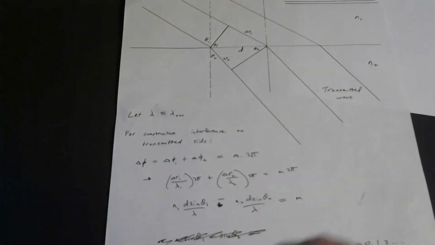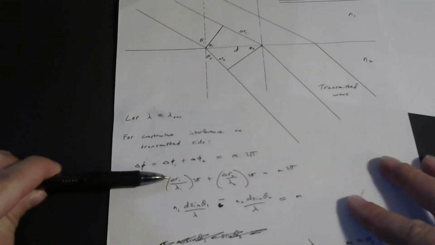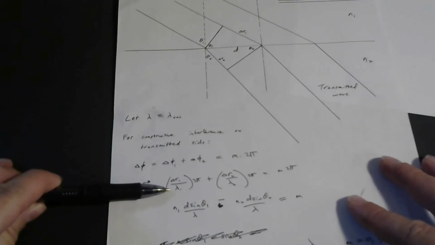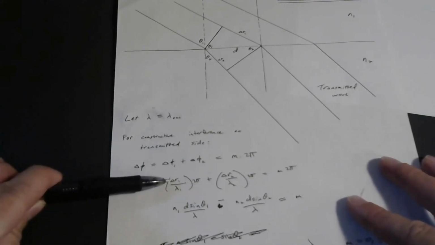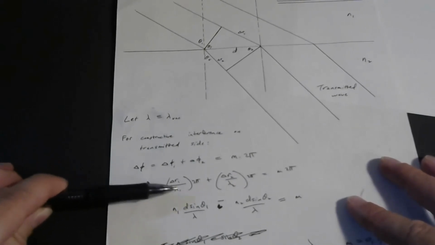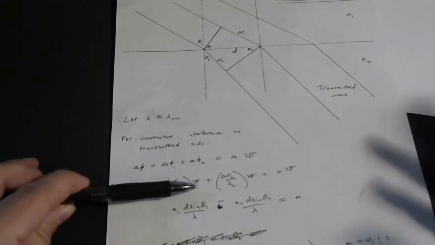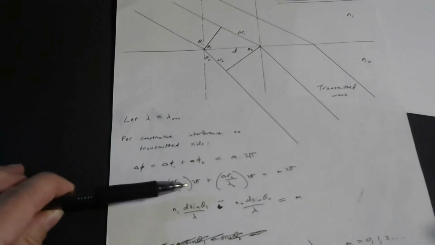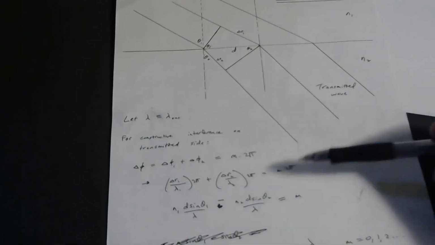Okay, remember, to calculate each contribution to the phase difference, you take the path length difference and you ask, how does it compare to a wavelength? And then you multiply that by 2 pi. For instance, if the path length difference is half of a wavelength, this quantity in parentheses would be 1/2. 1/2 of 2 pi is pi. You would have a contribution to the phase shift of pi. Same thing for the path length difference on the other side of the boundary. So I'm going to add these up and set it equal to some integer multiple of 2 pi.